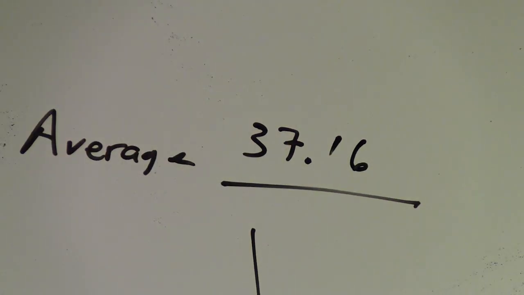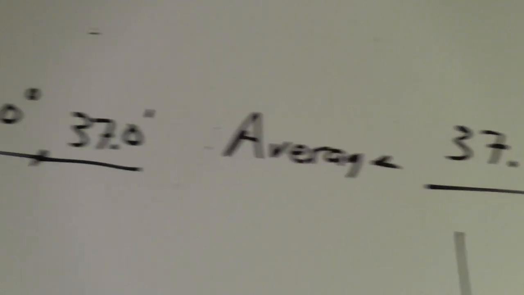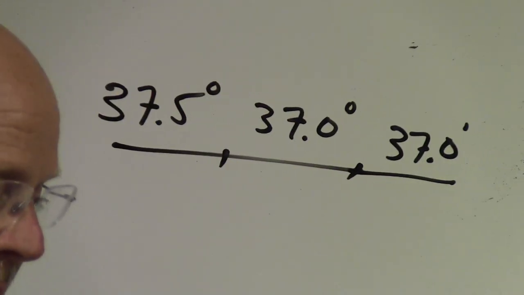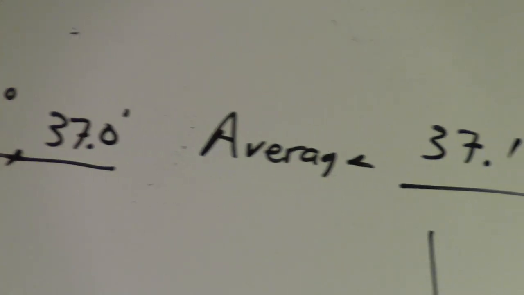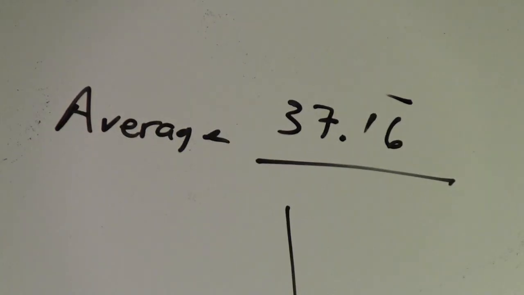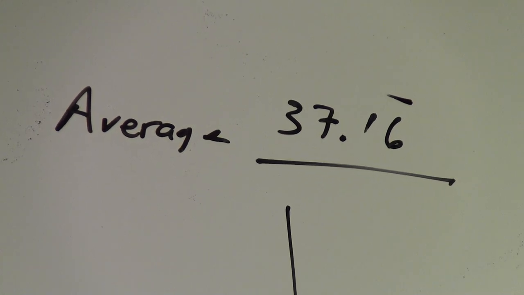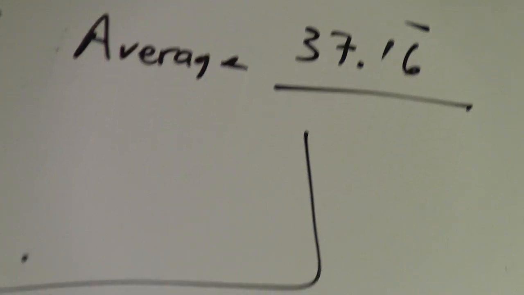So why don't I grab my calculator? So 37 plus 37 plus 37 and a half divided by 3 is 37.16, repeating forever. Yeah. Okay. So there's the average. So that's really the first half of this experiment.